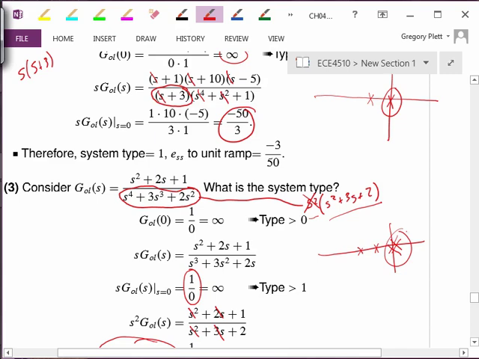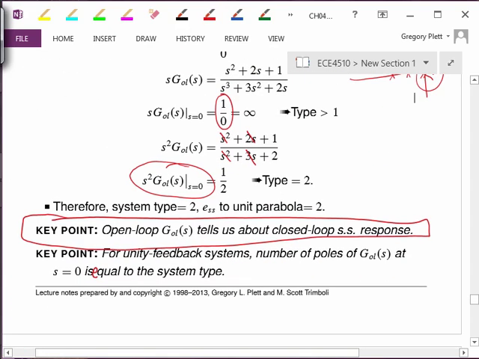So the really, really easy thing about unity feedback systems, if all you want is the system type and you don't particularly care about knowing the value of the steady state error, is that all you have to do is count the number of poles of the open loop transfer function at S equals 0. That's your system type. But again, that's only for the unity feedback case. That does not apply in the general case, so please be careful.